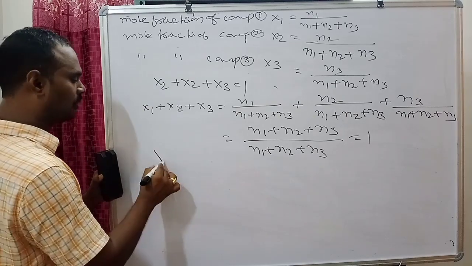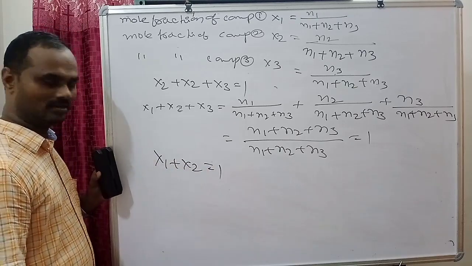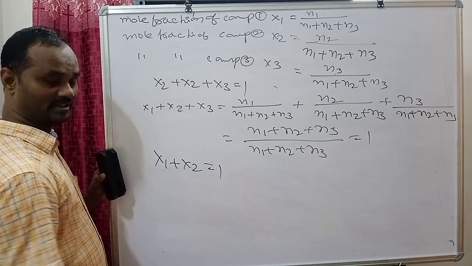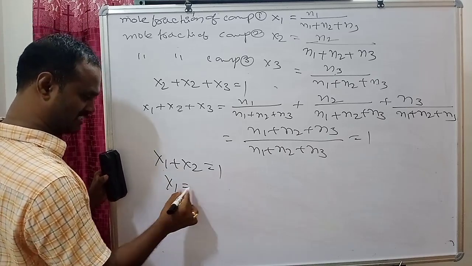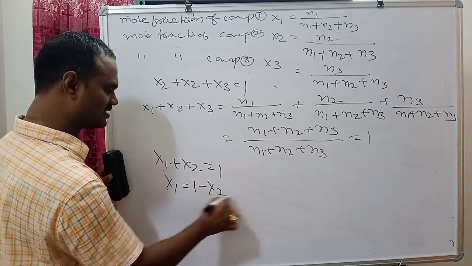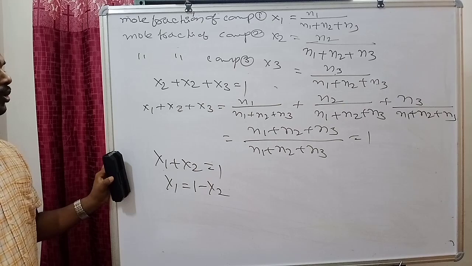Suppose only 2 components are present: x1 plus x2 is equal to 1. If one is the solvent and the second one is the solute, if you know one, how do you calculate the other? x1 is equal to 1 minus x2. By using this, we are going to calculate the mole fraction.